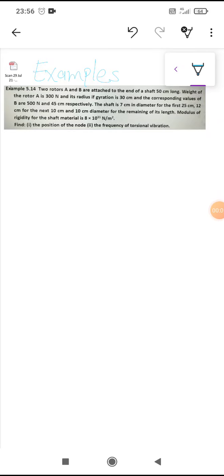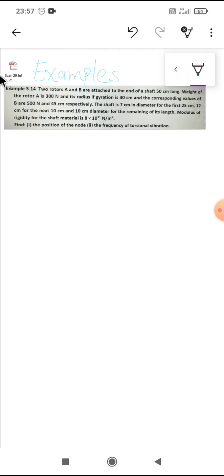Hey guys, so in the last lecture we have seen various rotor systems, that is single rotor system, two rotor system, three rotor system, geared rotor system, and also rotors having shafts with different diameters. So today we are going to see one of these examples of a two rotor system having different diameters, and how we can convert it into an equivalent shaft of any one diameter.